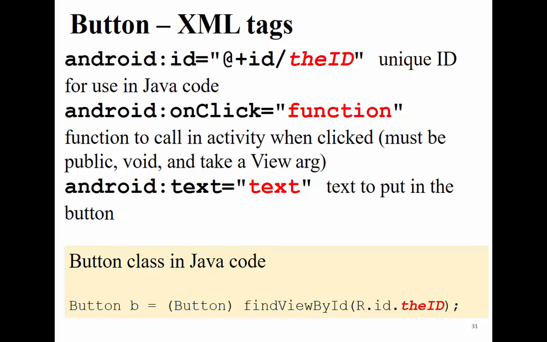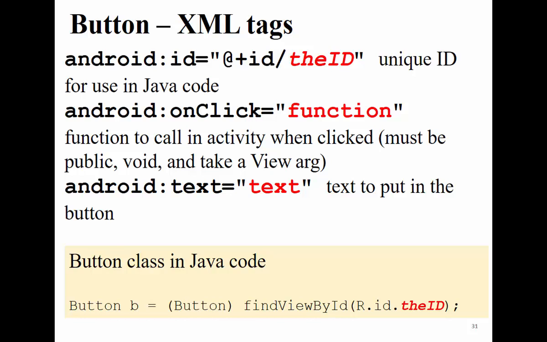The ID should be a unique ID because you're going to refer to this in the Java code. On click, you give the functionality: when you press the button, what kind of functionality is going to happen? It's the procedures in the Java code. Text is the type we write.